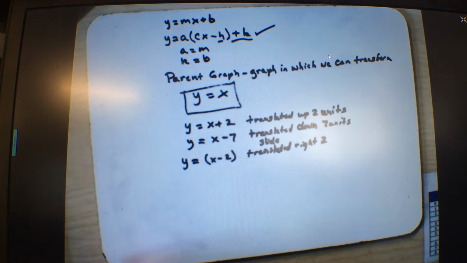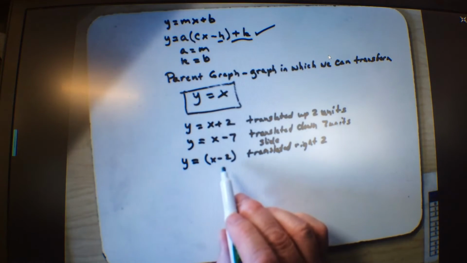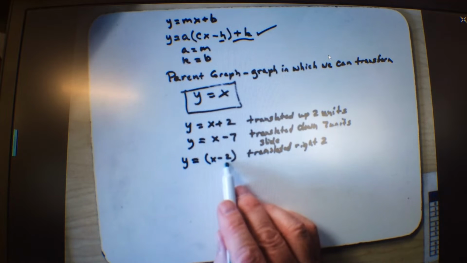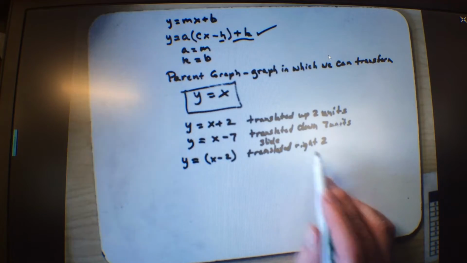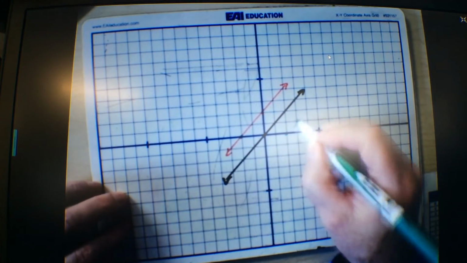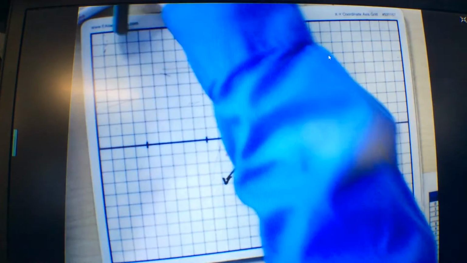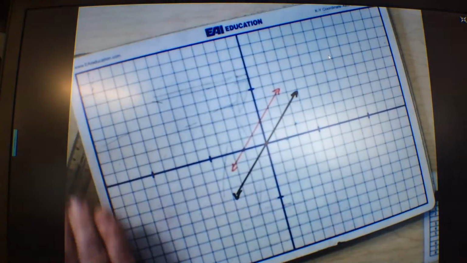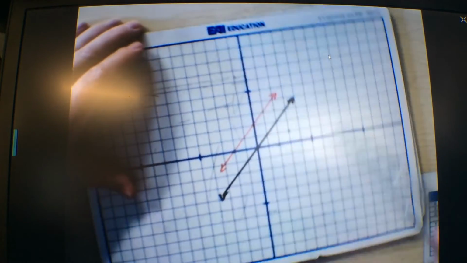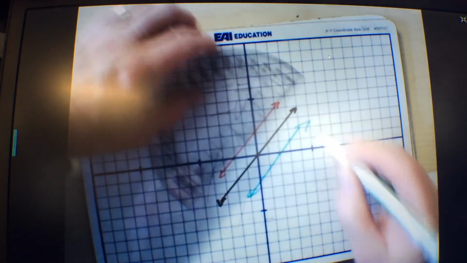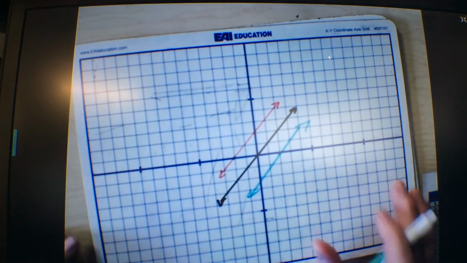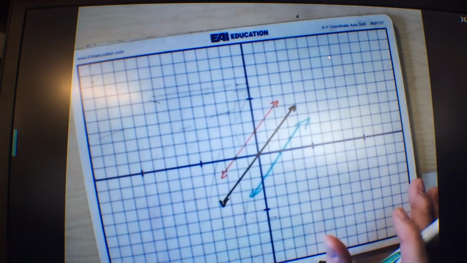Yes, Jackson. So if I put the number in parentheses, right, with the x, it moves it to the right 2. So it looks like this, Jackson. So it looks like this. You understand? Yes, sir.